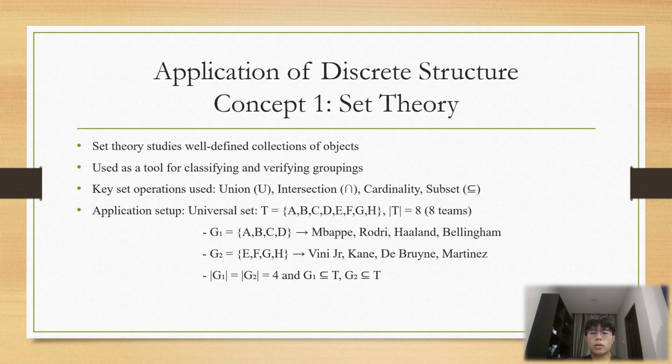For our first discrete structure concept, we used set theory to fairly divide the 8 teams in our tournament. Set theory lets us classify teams by shared traits, like rating, rather than by counting or ordering them, which is exactly what we needed at this stage.